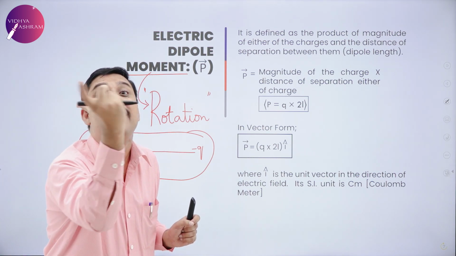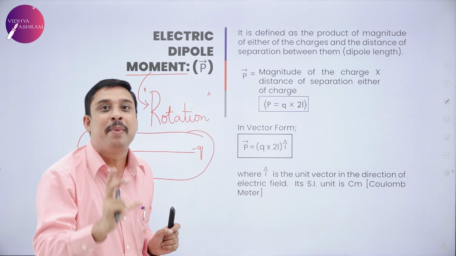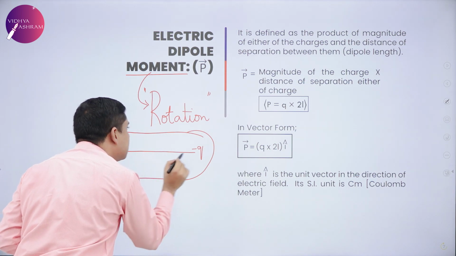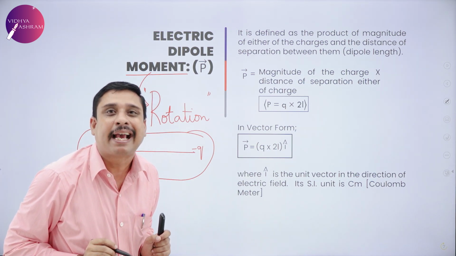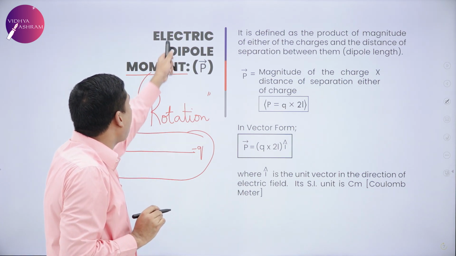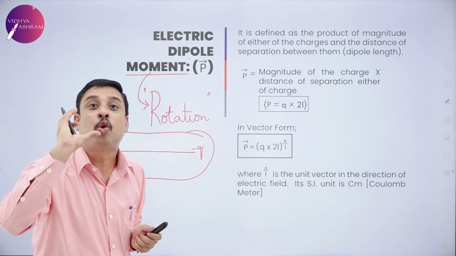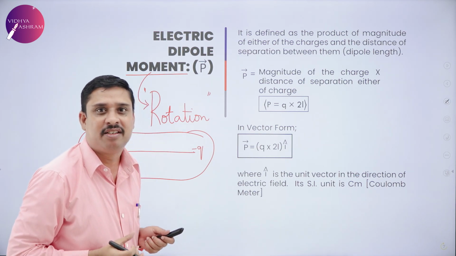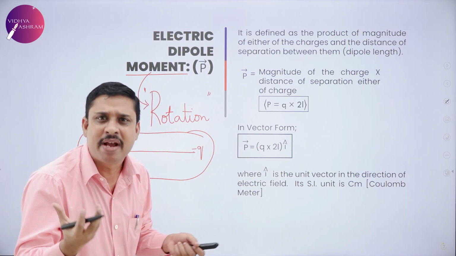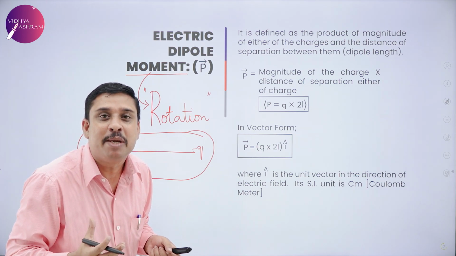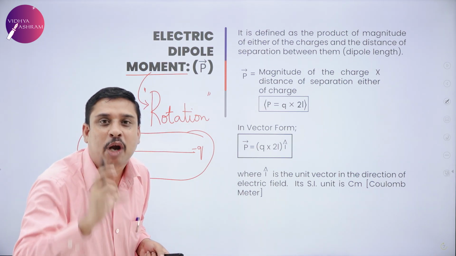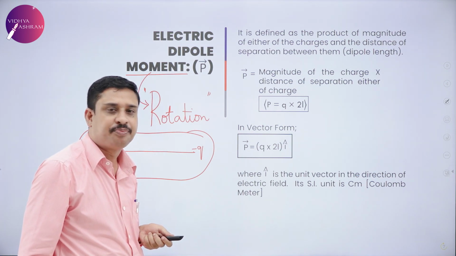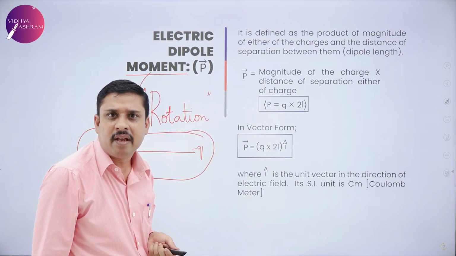They acquire moment, not momentum. Moment means rotation. From where do they get rotation? Because their centers are joined by a straight line, the axis. And this is what is called dipole moment: rotation of the electric dipole within the electric field. Impact, electric influence. What is the electric field doing? It is rotating that dipole. That rotation is what we call electric dipole moment. It is indicated by vector P.